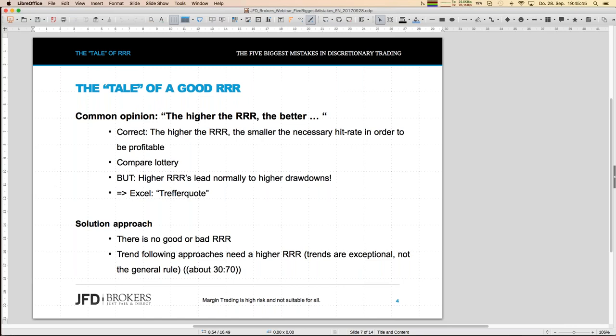Out of all my activities, trading and building up trading systems, you learn automatically you need higher risk-reward ratios in order to survive. Anyhow, it's really a tale of the good risk-reward ratio, and I hope that you have learned that the higher your risk-reward ratio, then normally the higher is your maximum drawdown.